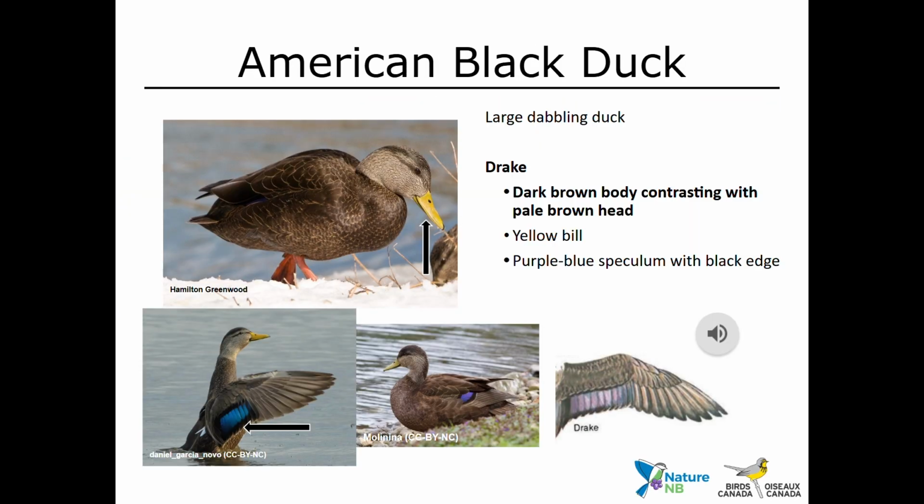Now, a species that is quite similar to the mallard in many ways is the American black duck. So again, it's a large dabbling duck. The drake is characterized by a dark brown body contrasting with a pale brown head. So there's a very clear dividing line between the head color and the body color. The male has a yellow bill and a purple-blue speculum with a black edge. Recall that the mallard has black and white.